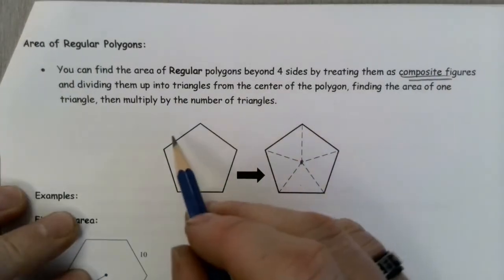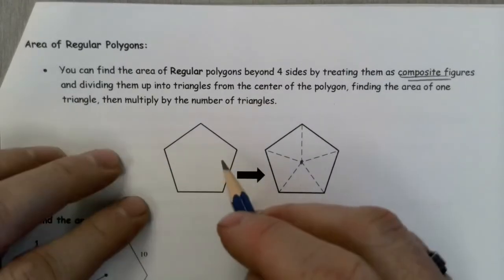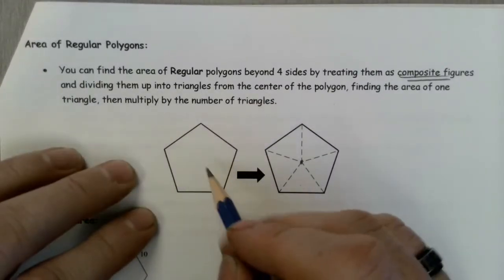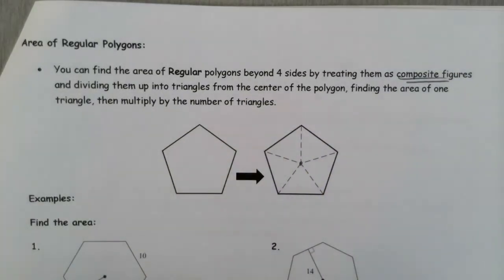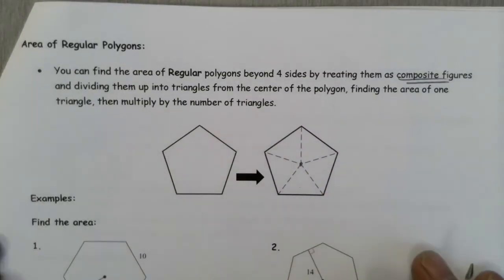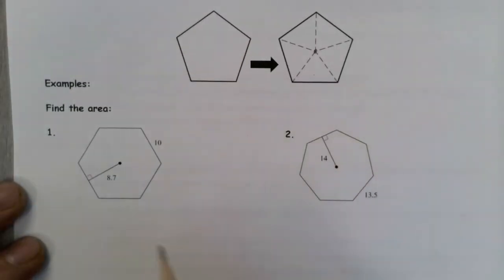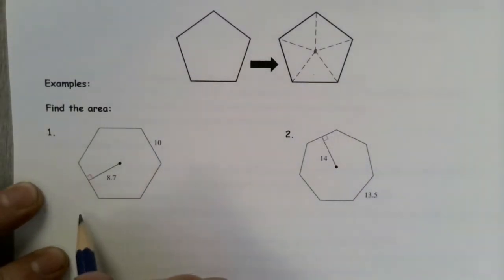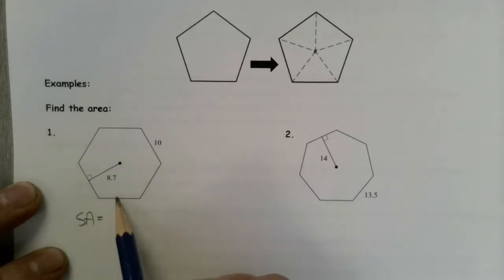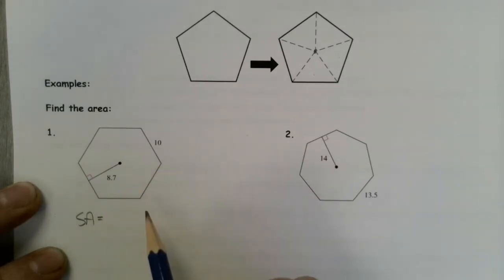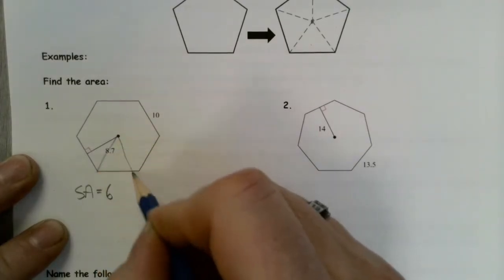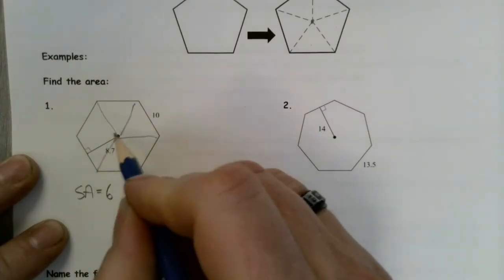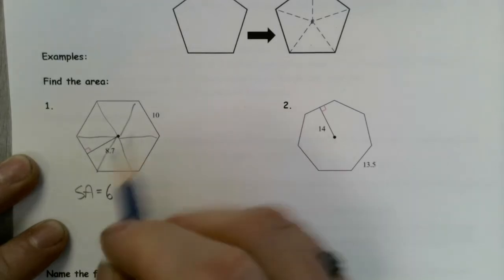Okay? So if you've got 5 sides, a regular pentagon, I'm going to be able to create 5 triangles out of that. If it's a hexagon, I can create 6 triangles, and so on and so forth. So let's just take a quick look at a couple of examples here. So the surface area here is going to be, well, this is a hexagon. So I'm going to get 6 triangles here, just by connecting that center to each vertex.